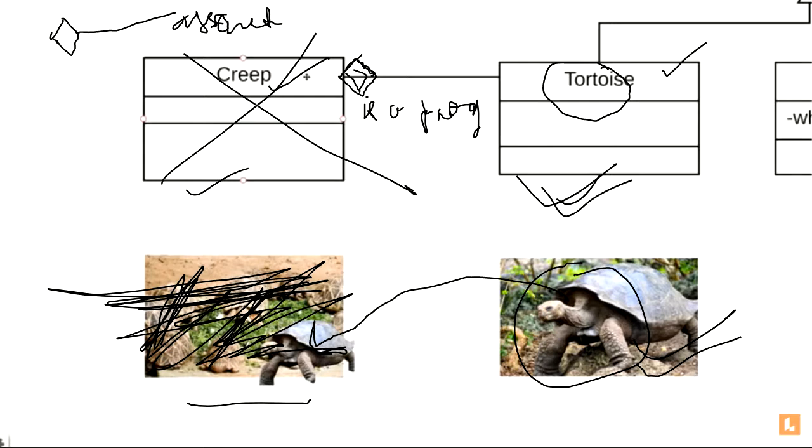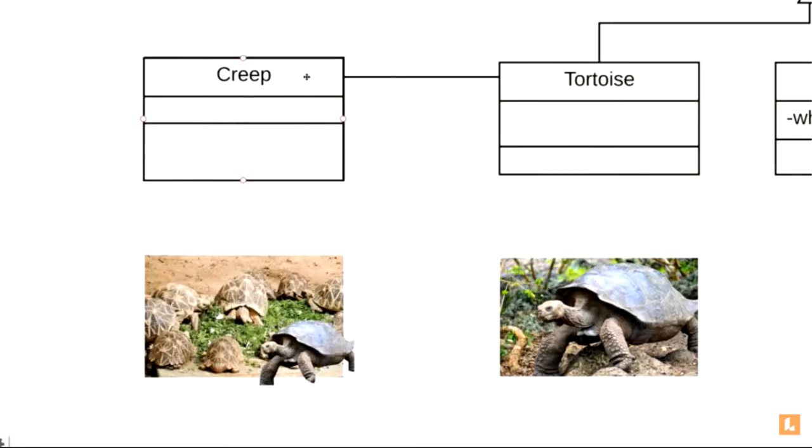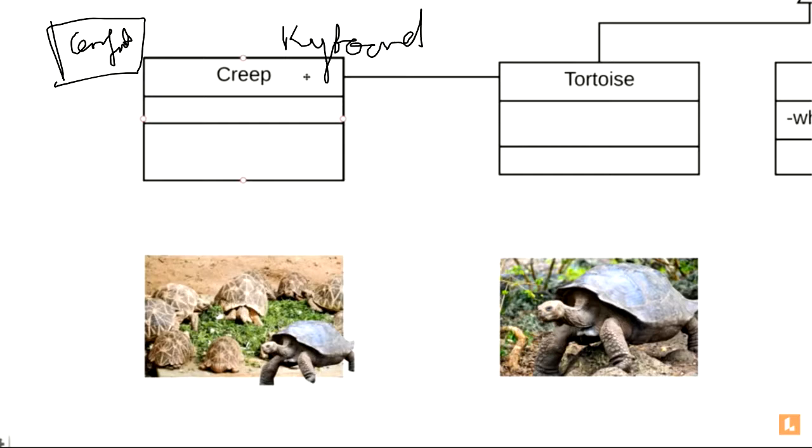Take another example. Suppose this is a computer class, and I have one other class keyboard, and I show the relationship between computer and keyboard with association like this. So it means that keyboard is a part of computer. But if you destroy this computer, then also keyboard will be having its own individual existence. The keyboard will not end. It will exist.